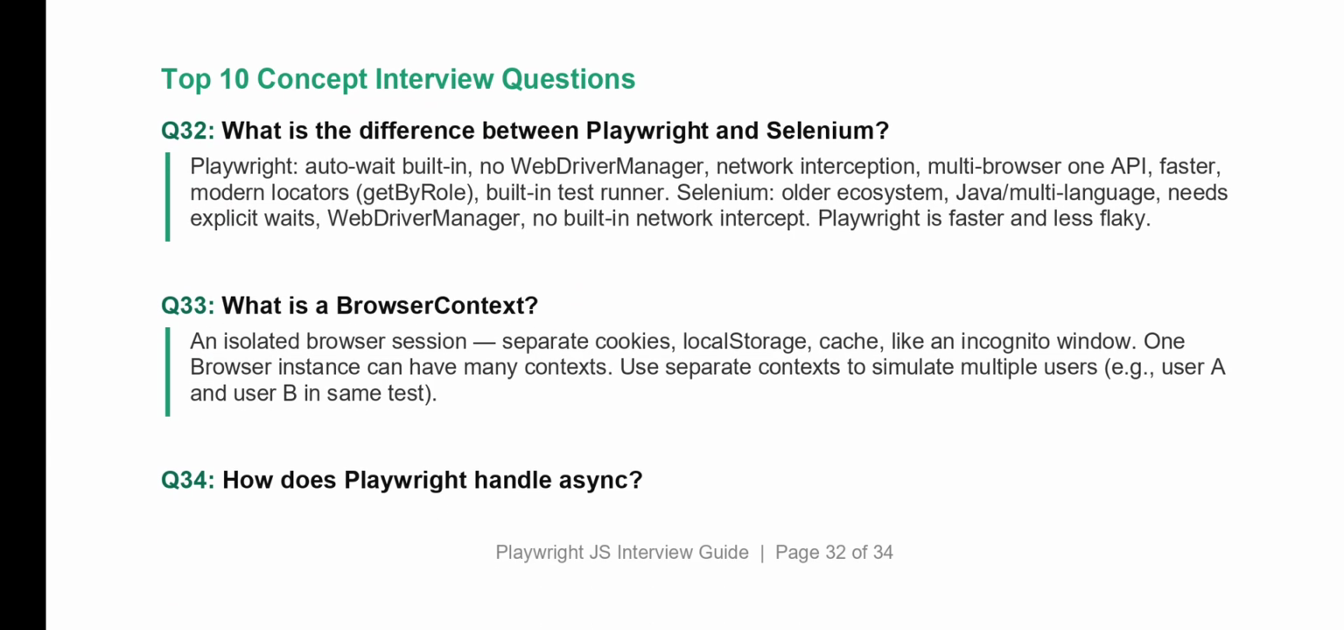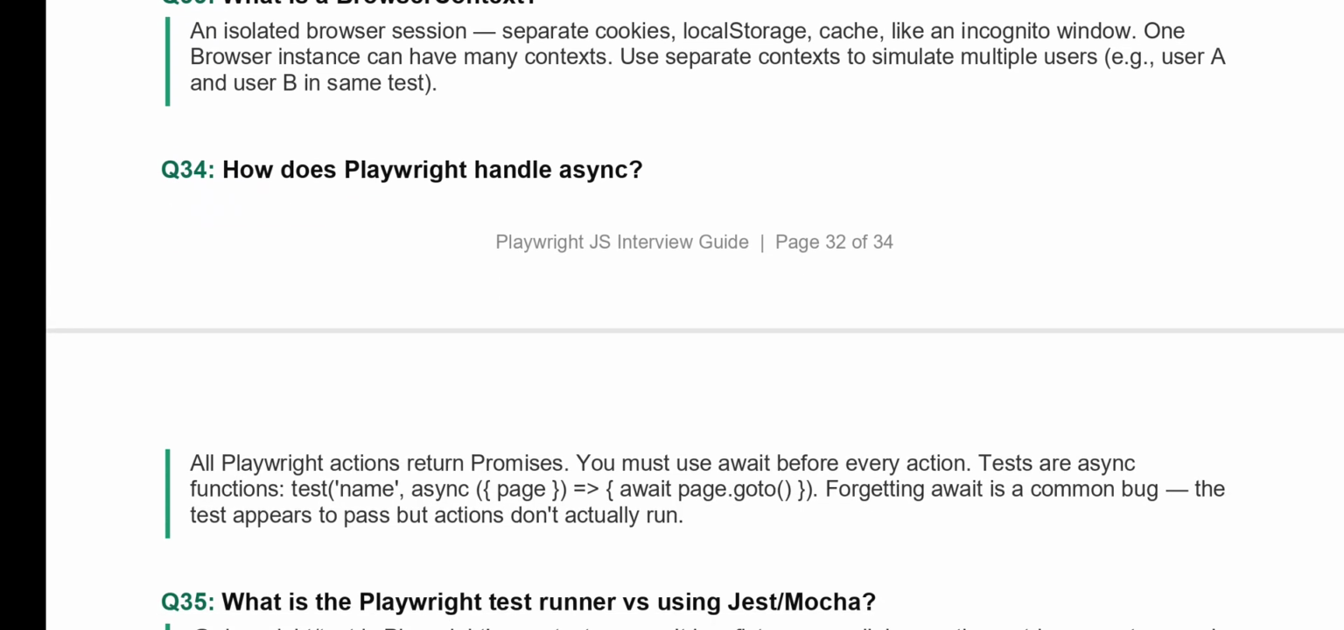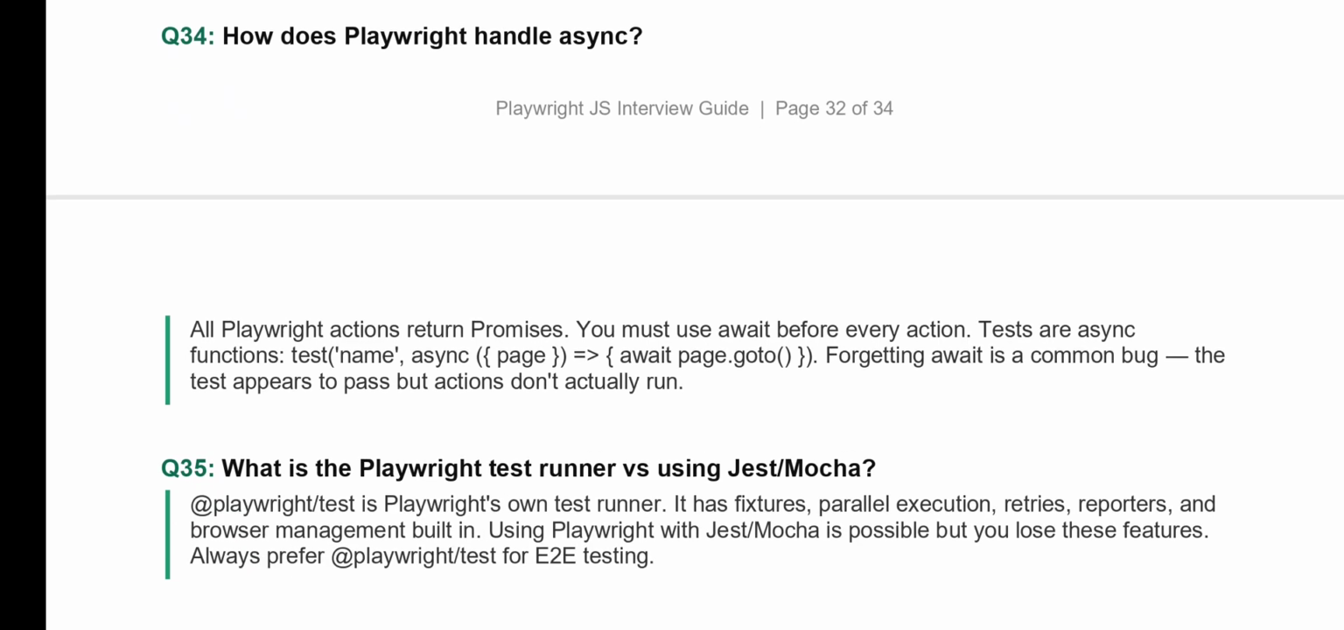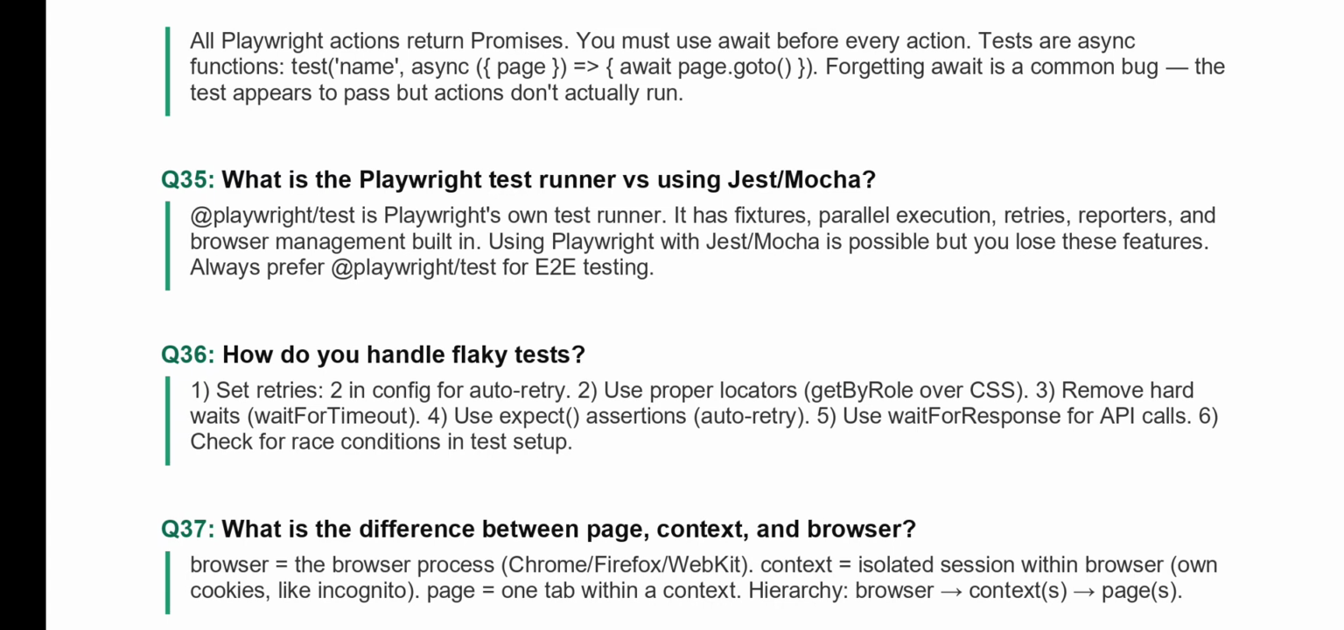And the 10 concept interview questions go like this: what is the difference between Playwright and Selenium? What is a browser context? How does Playwright handle async? And what is the Playwright test runner and Jest or Mocha difference?